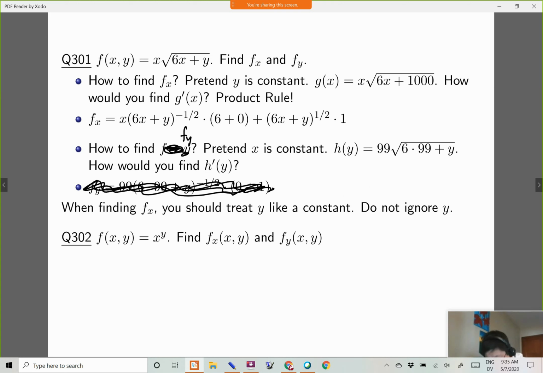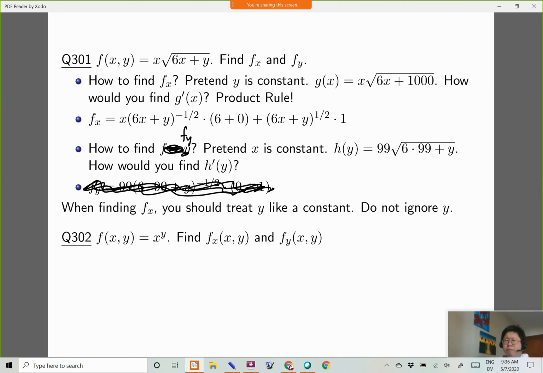Okay, just to really try to clarify this whole x is a constant versus y is a constant idea. Here's a function: f of x comma y is x to the y power. To find f sub x, you treat x like a variable, treat y like a constant. Pretend y is a constant. Let's just pick 6. So x to the y is x to the 6th. How would you differentiate x to the 6th?